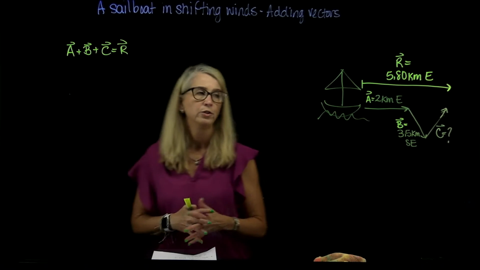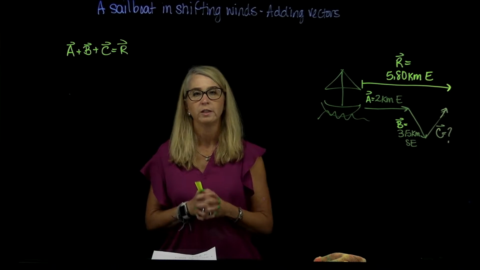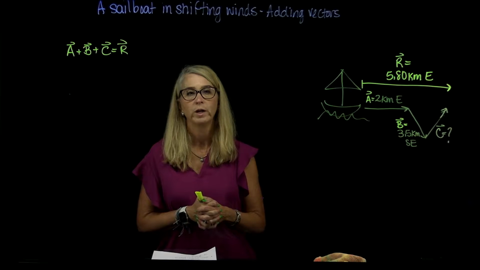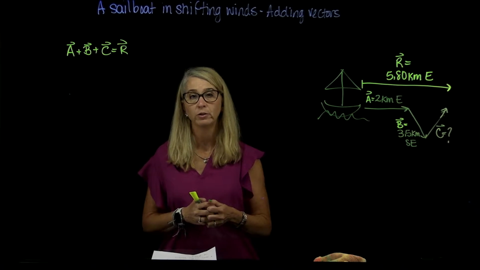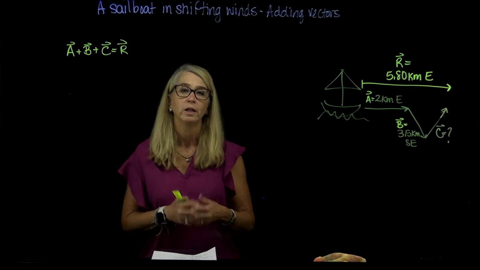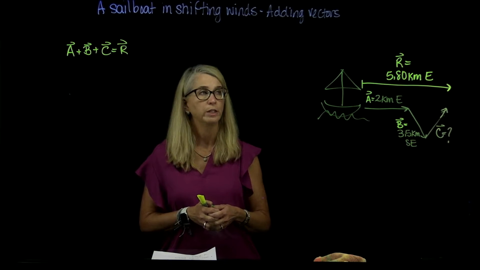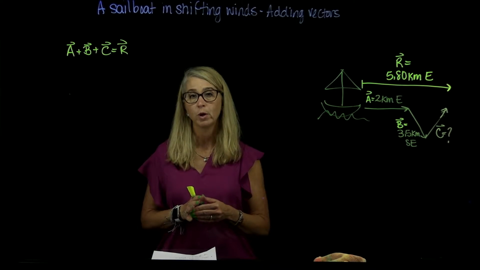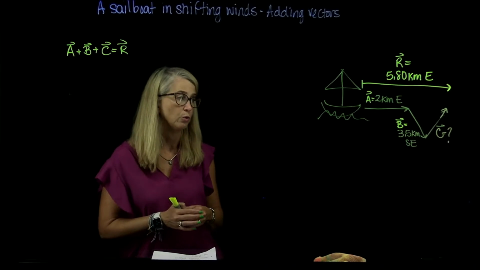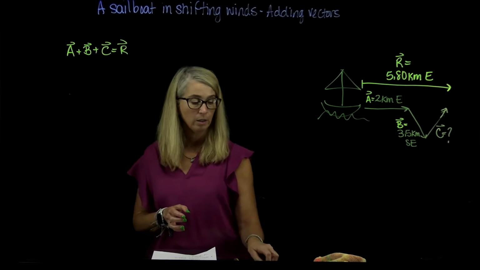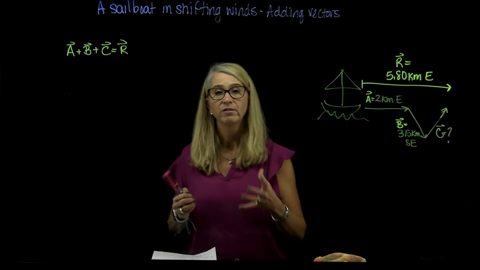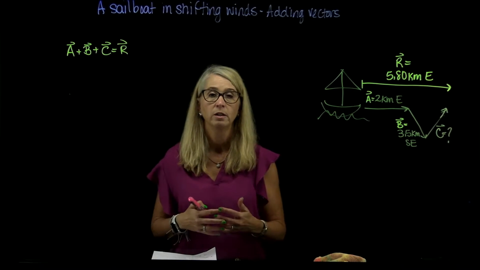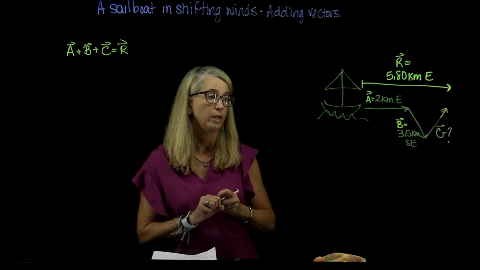So I wanted to do a vector addition problem where we're mainly working with magnitude and angles of the vectors and being able to break those down into x and y components in order to add them together properly. Because when we talk about vectors and we add them together, they have to be in the same direction or along the same line in order to be added.